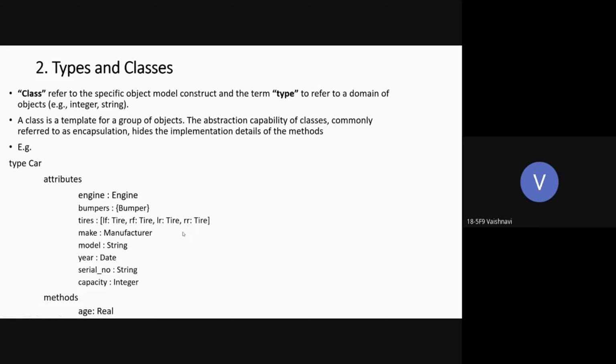Here we follow a notation that our attributes are lowercase. Engine is lowercase. Bumpers, lowercase. And types, engine, this type of some type, that is uppercase. And here it is a set constructed value. It is represented in curly braces. Here we have age real because this method age takes the system value.